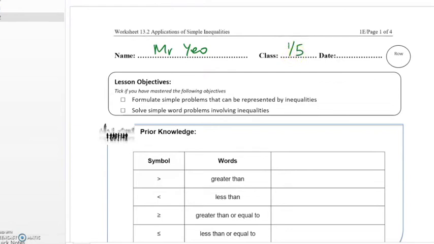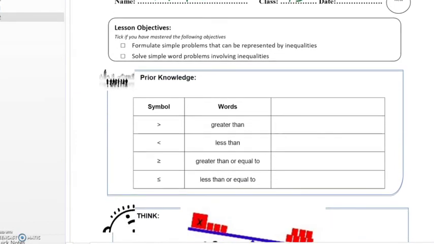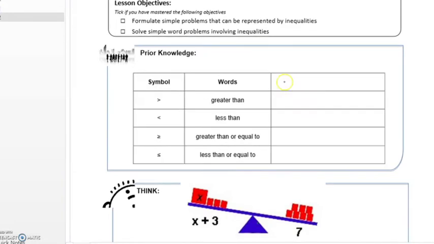So, in this worksheet, we're going to look at some applications of simple inequalities. And before we do that, let's tap on our prior knowledge first. In the previous worksheet, 13.1, we covered what the symbols are and what they actually mean. So, let's fill in some examples here. You can fill in your own ones, but I'm going to do mine, and then you can see whether they are the same.